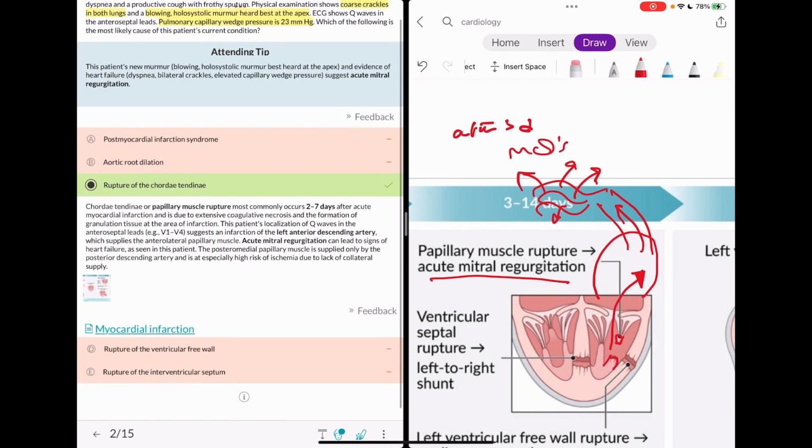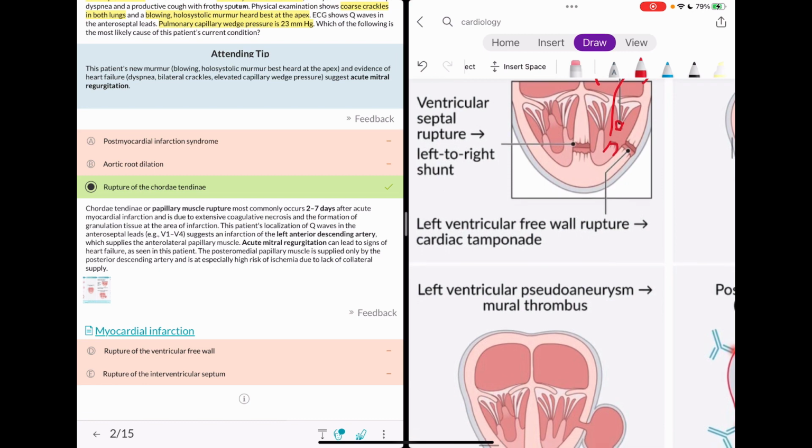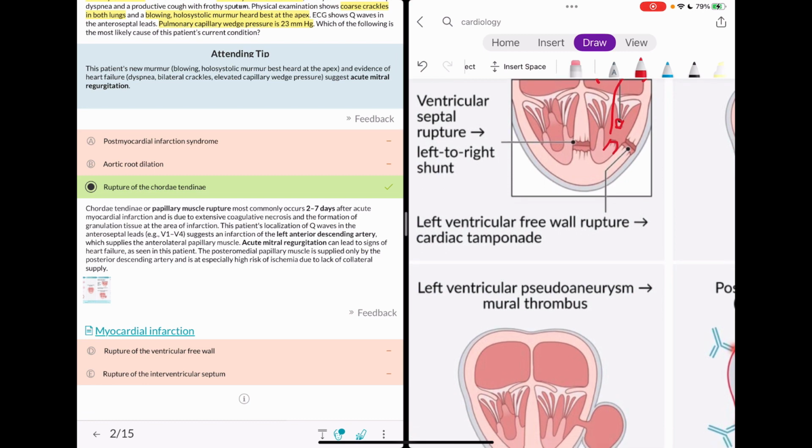Now, why isn't it rupture of the interventricular septum, for example? Because this is going to lead to a VSD, and a VSD shifts blood from left to right. So the overload will be more on the right side. Here, the overload is more on the left side. In addition, the murmur of VSD is parasternal, maximal in this area rather than at the apex, right?